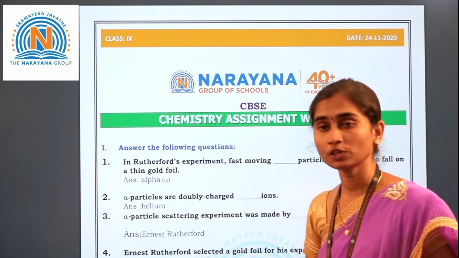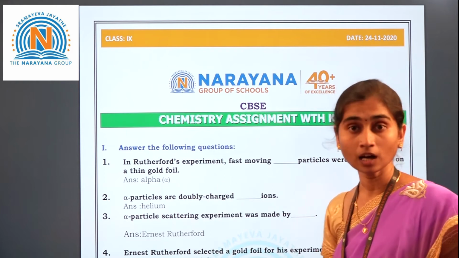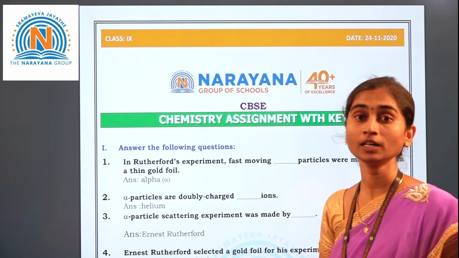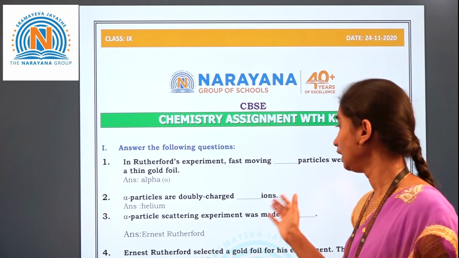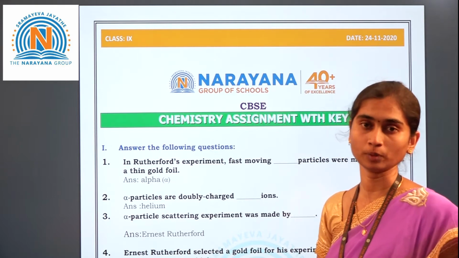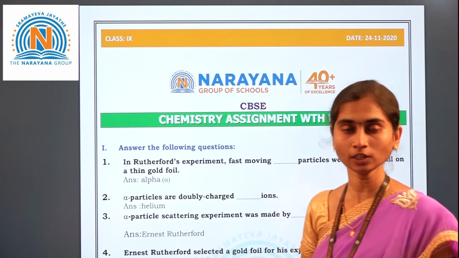Okay, the next question. What are alpha particles here? Alpha particles are doubly charged helium ions. Doubly charged helium ions, He2+. So how to represent He2+.